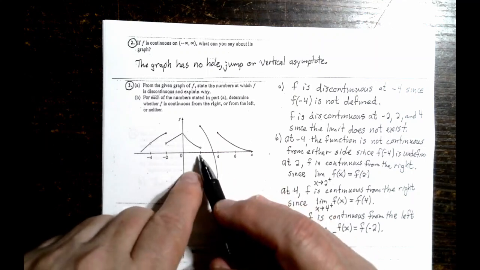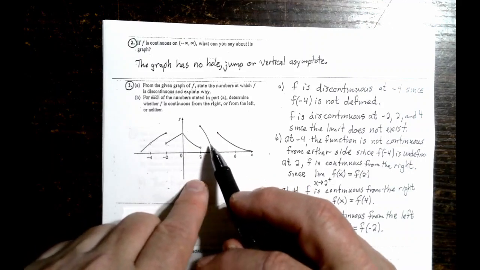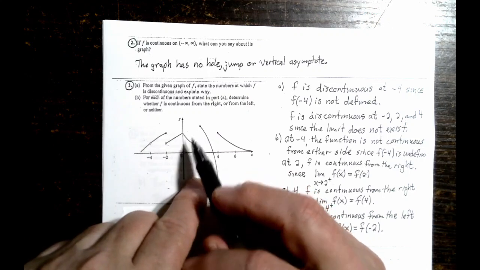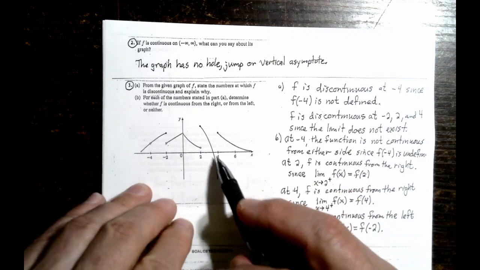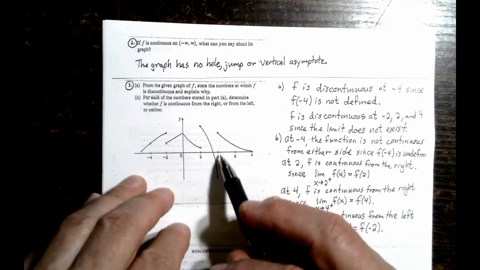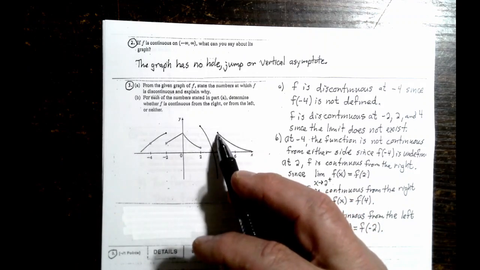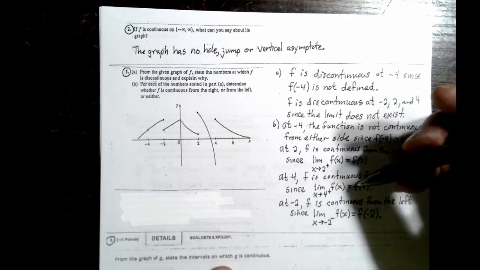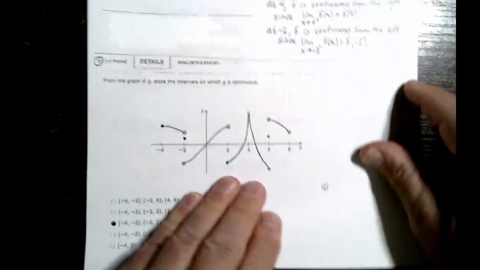It's discontinuous at 2 for the same reason, the left and right hand limits do not agree, but you can also say that it is continuous from the right. You can also say at 4 it is discontinuous because the left and right hand limits do not agree, but you can also say it is continuous as you approach 4 from the right. Now they say determine whether it's continuous from the right, left, or neither, and I just went over that, but you can see it there as well.